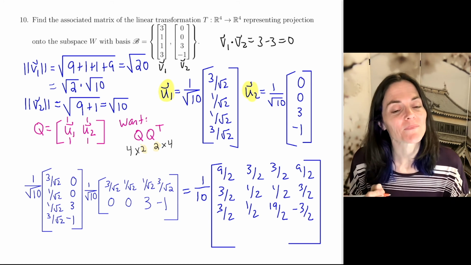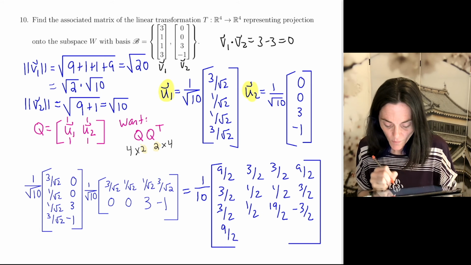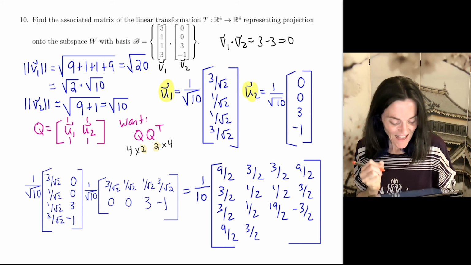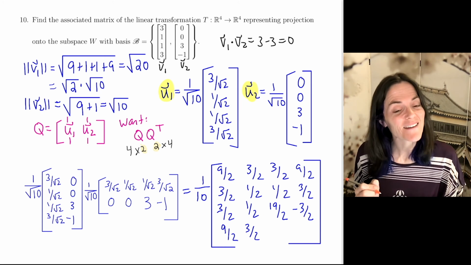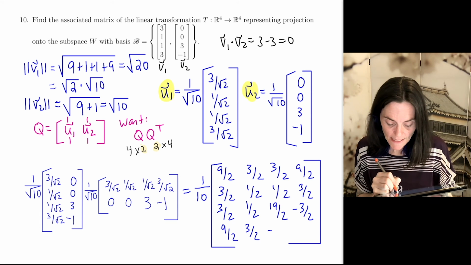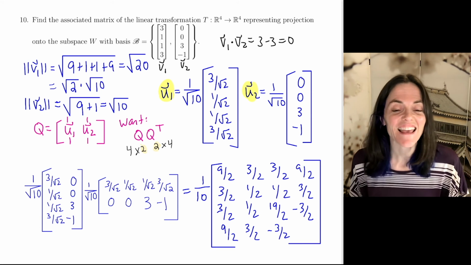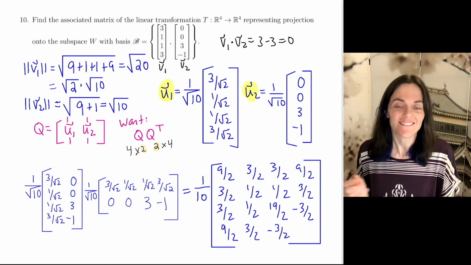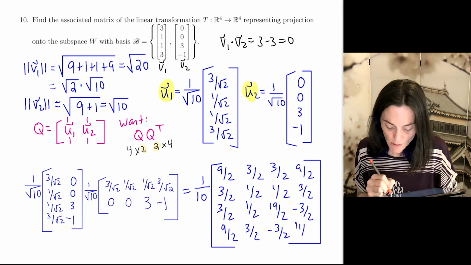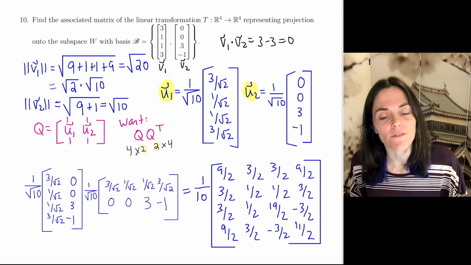One more row, we have 9 halves, we have 3 halves. Now, 3 halves minus 3, once again, is negative 3 halves. Then we have 9 halves plus 1, which is 11 halves. So this is okay for a final answer.